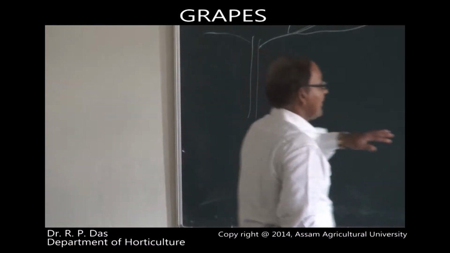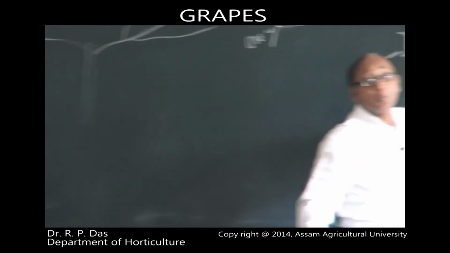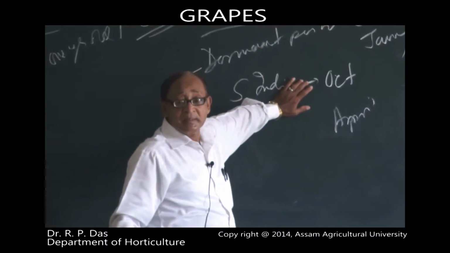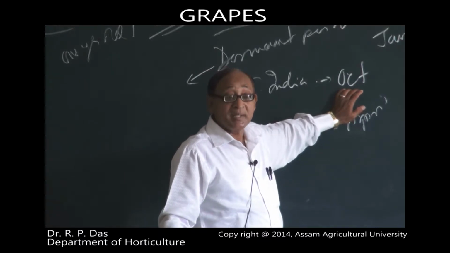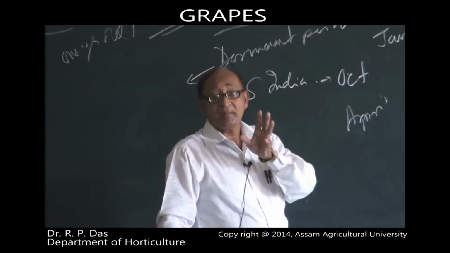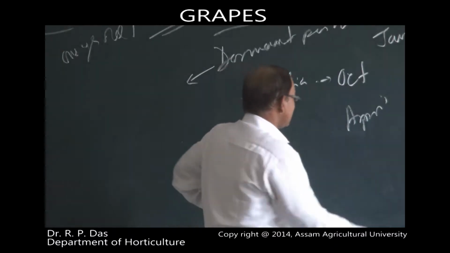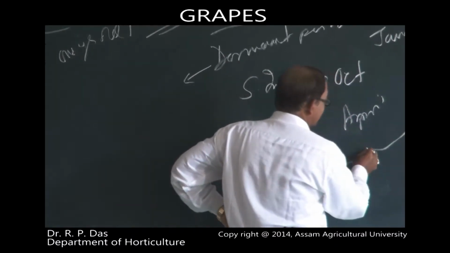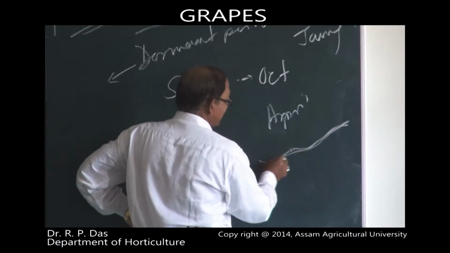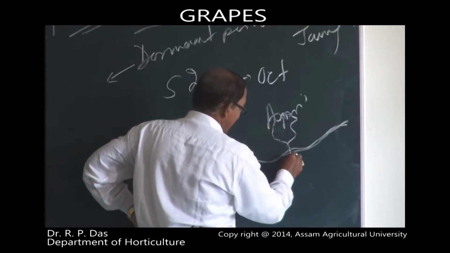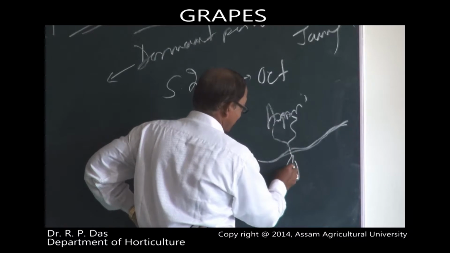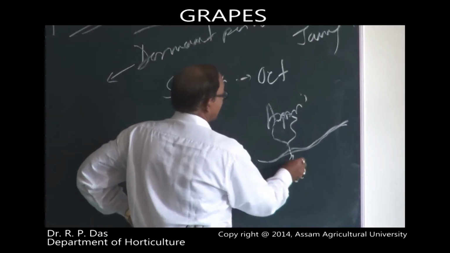So, April flowering means by March you have to prune. Here by September you have to prune. Then next month there is a flowering. Flowering means the vegetative shoots and flowers appear simultaneously from the nodes. This is the branch, these are nodes, these are the leaves. Then here the inflorescence will develop.